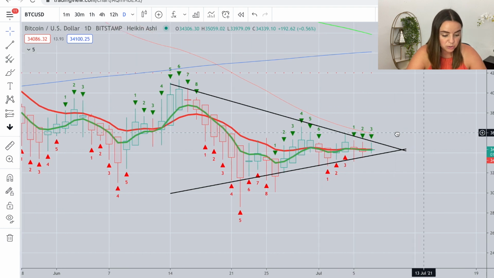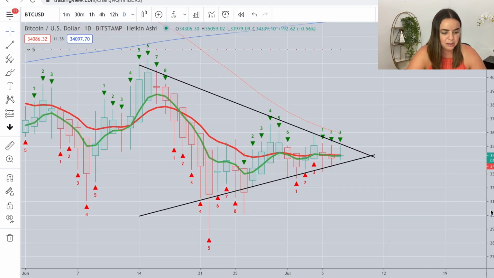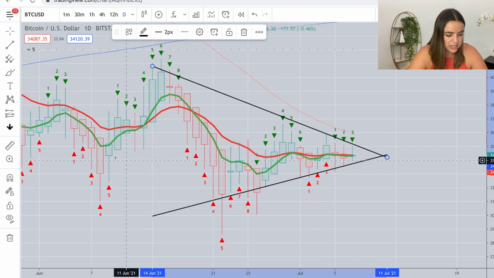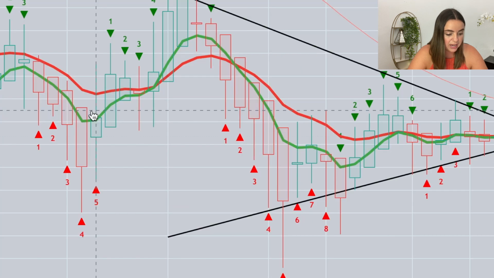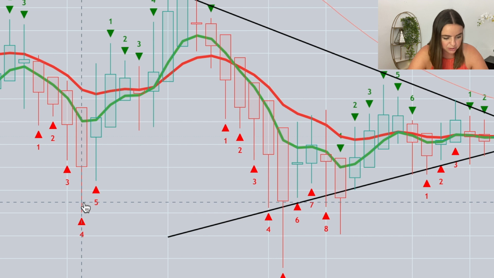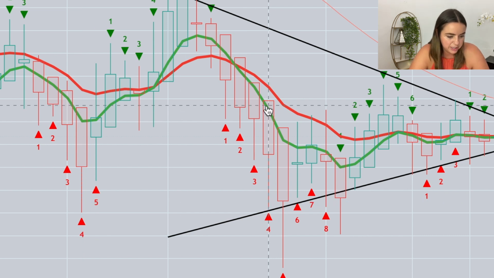And just to give you more of an idea when it comes to triangles, you ultimately want it to hit as many bodies of the candles as possible. So for example, this right here, from here to here on this candle is the body of the candle. This down here is the wick of the candle, okay? Just like a regular candle, you know.